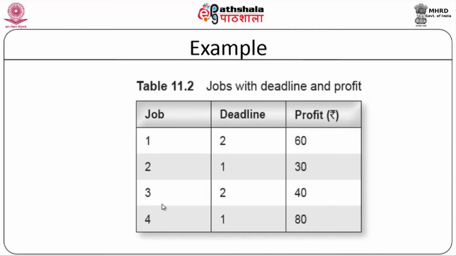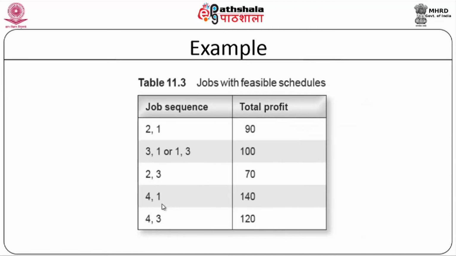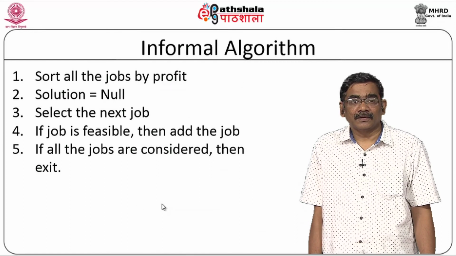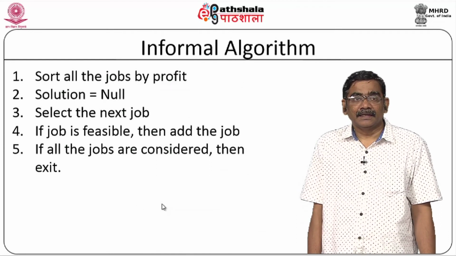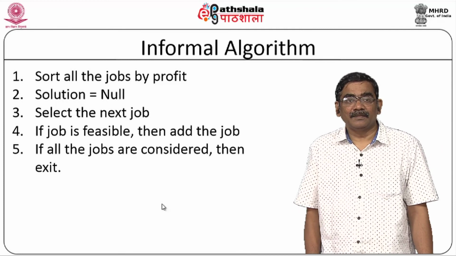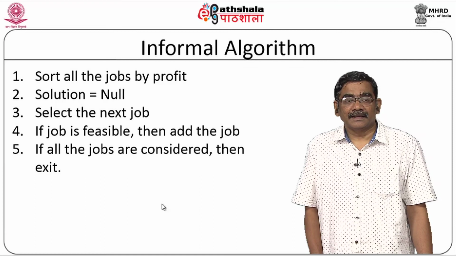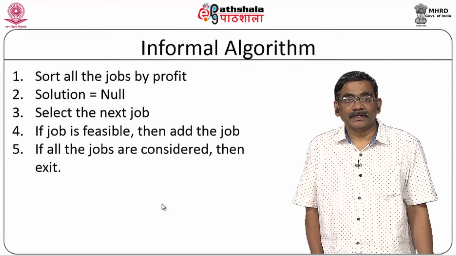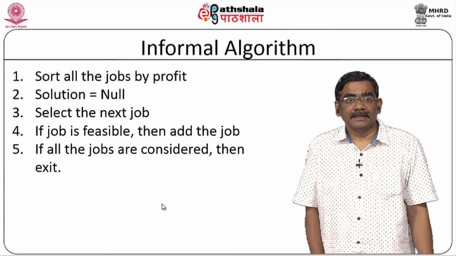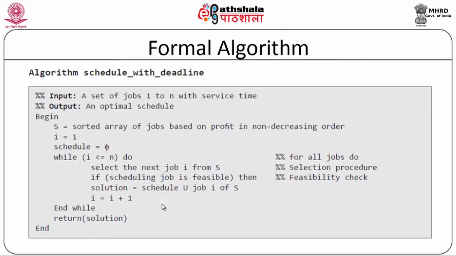you can come to a conclusion that we have to sort the jobs based on the profit as well as the deadline. So, this is the informal algorithm: sort all the jobs, then check the deadline as part of the feasibility. If that is the case, then you try to schedule that. If all the jobs are considered, then exit. This is the formal algorithm.